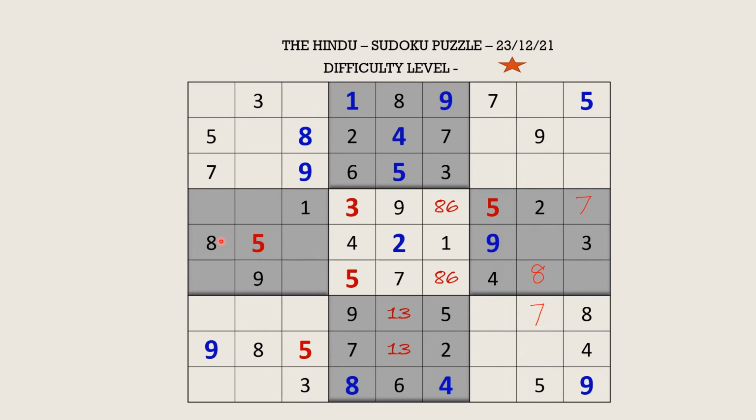If you take this row, there are only two missing numbers. The missing numbers are 7 and 6. So this cell cannot take 7 because of this. So here there is a 6 and this is a 7. That leaves only one missing number in this block, and the missing number is obviously 1.